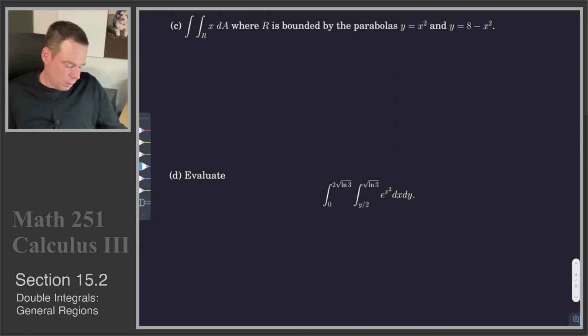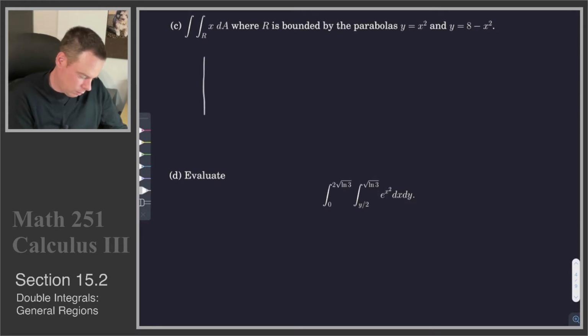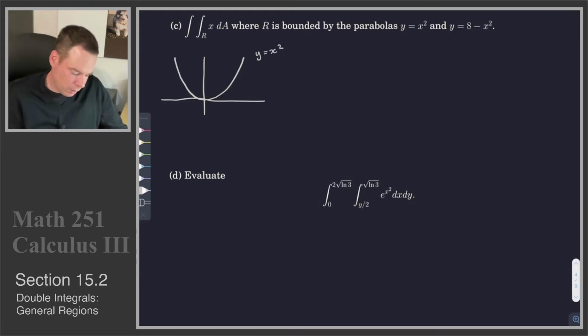Let's find the double integral over the region R of the function x, where R is the region bounded by these parabolas. So let's sketch this region here. We've got the parabola y equals x squared, a parabola opening up. And then we've got y equals 8 minus x squared, a parabola opening down, like this.